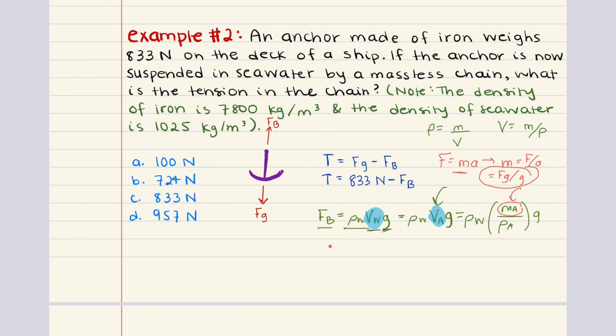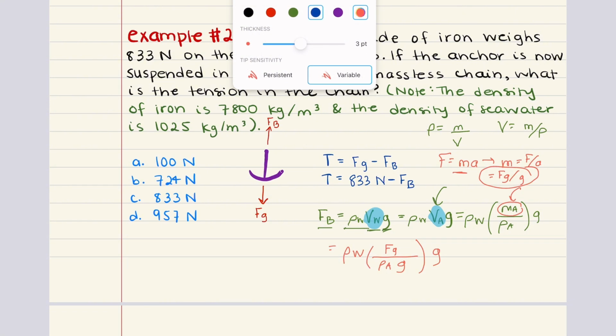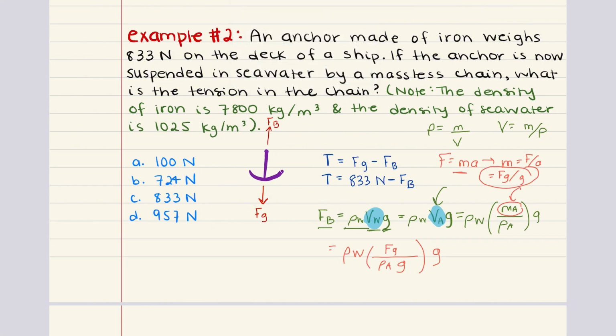What we get is that the buoyant force is equal to the density of seawater multiplied by the gravitational force divided by the density of the anchor multiplied by the acceleration due to gravity. And that's all multiplied by the acceleration due to gravity. And really quickly, you see that we have acceleration due to gravity in the numerator and in the denominator, so those cancel out.